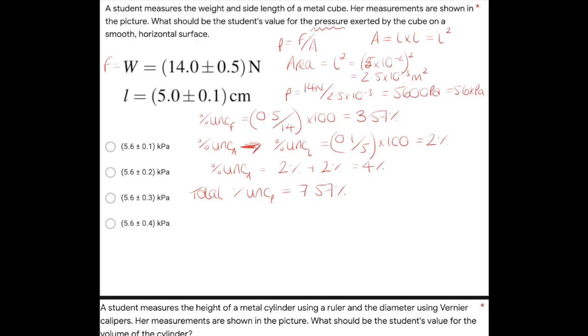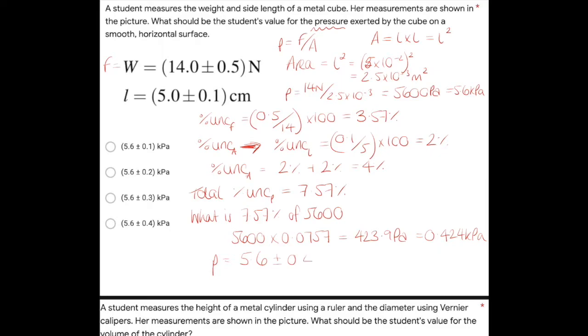Our final step, to allow us to work out the absolute uncertainty in our pressure, is to work out 7.57% of that value that we worked out. So working out 7.57% of 5,600, we say 5,600 multiplied by 0.0757, and what we end up with is 423.9 pascals, which is equal to 0.424 kilopascals. So what that means is that our pressure is 5.6 plus or minus 0.4 kilopascals. So our answer must be D.